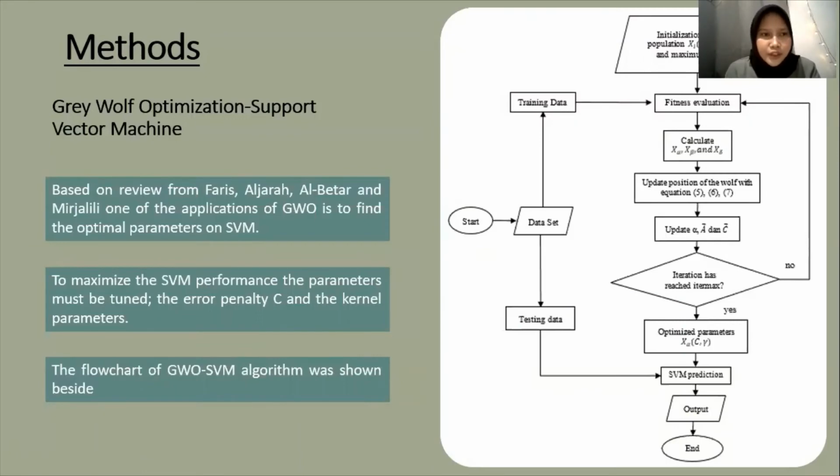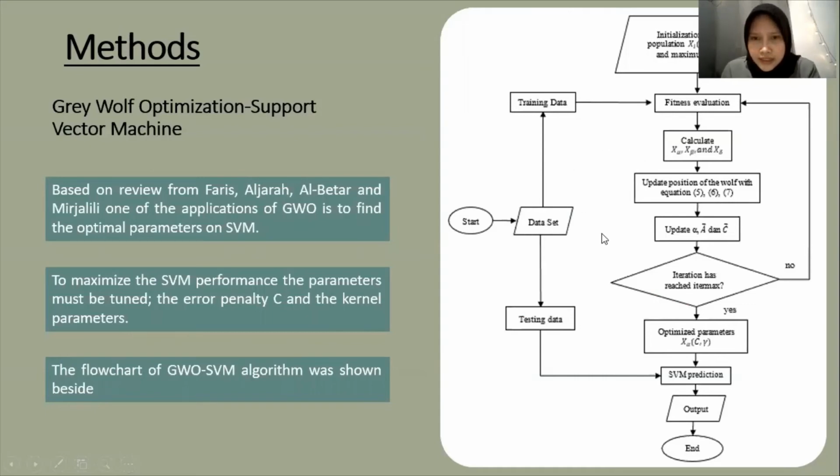And the last explained method is gray wolf optimization support vector machine. Based on a review from Faris, Aljarah, Al-Betar, and Mirjalili, one of the applications of gray wolf optimization is to find the optimal parameters of SVM. To maximize the SVM performance, the parameters must be tuned: the error penalty C and the kernel parameters. And here is the flowchart of gray wolf optimization support vector machine.